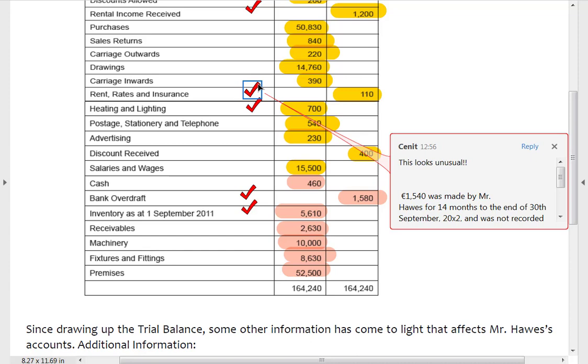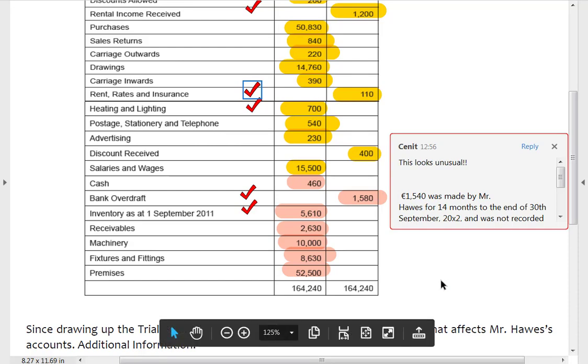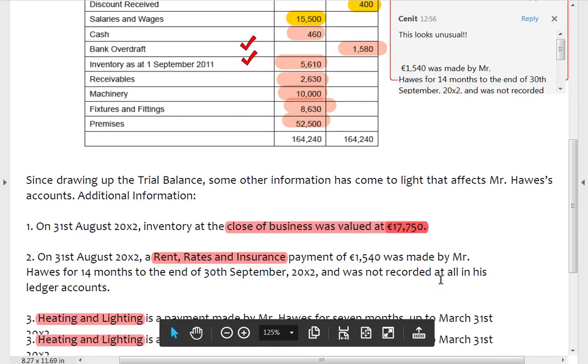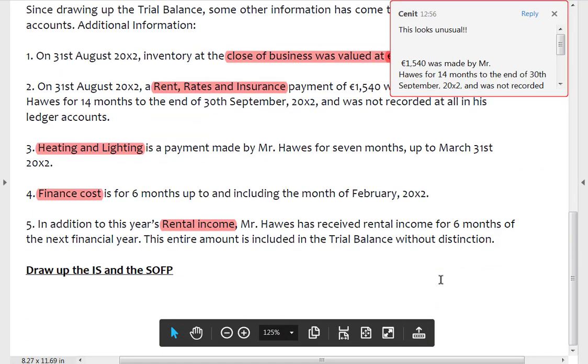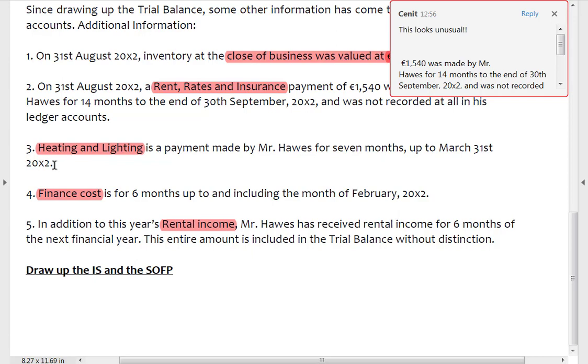Okay, but all I'm doing at the moment is getting ready. I'm highlighting to myself what I'm going to have to work on. So here I am, ticking rent, rates and insurance as well. Okay, so bank and rent, rates, insurance there. Heating and lighting is a payment made by Mr. Hawes for 7 months up to the 31st of March X2.